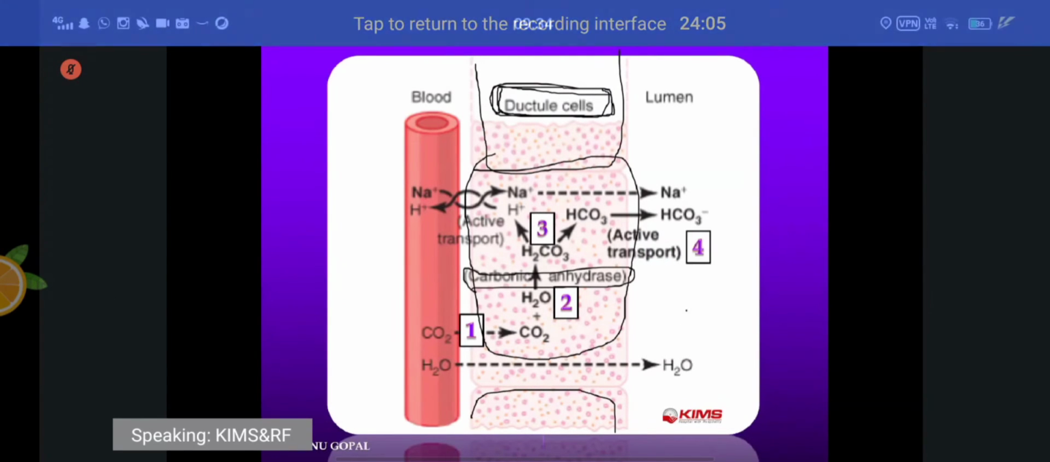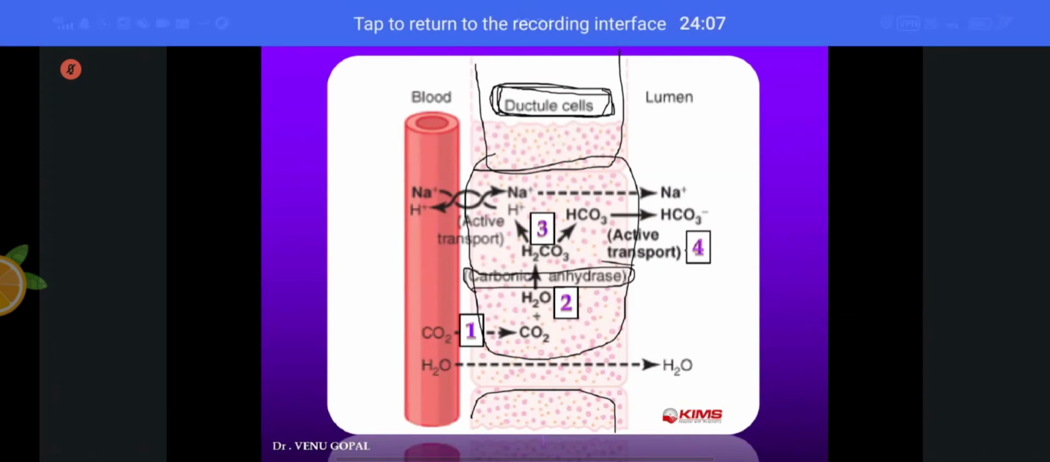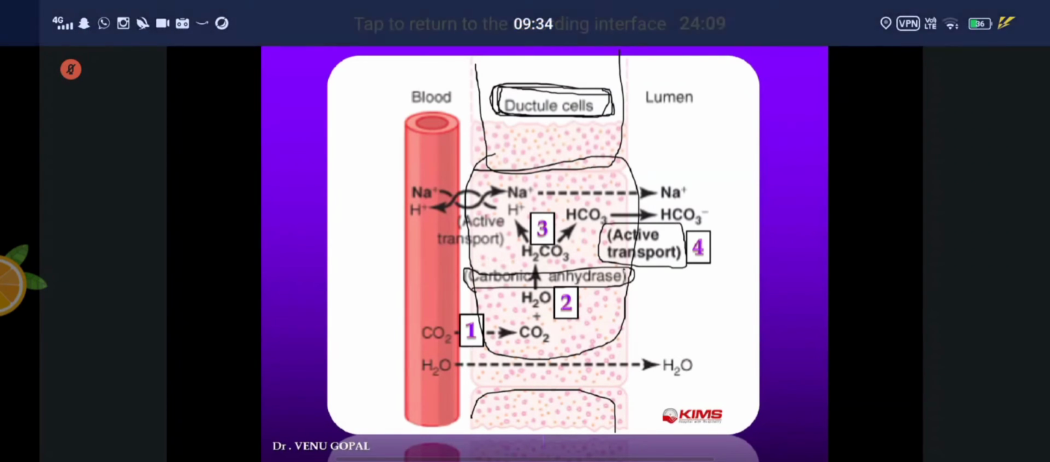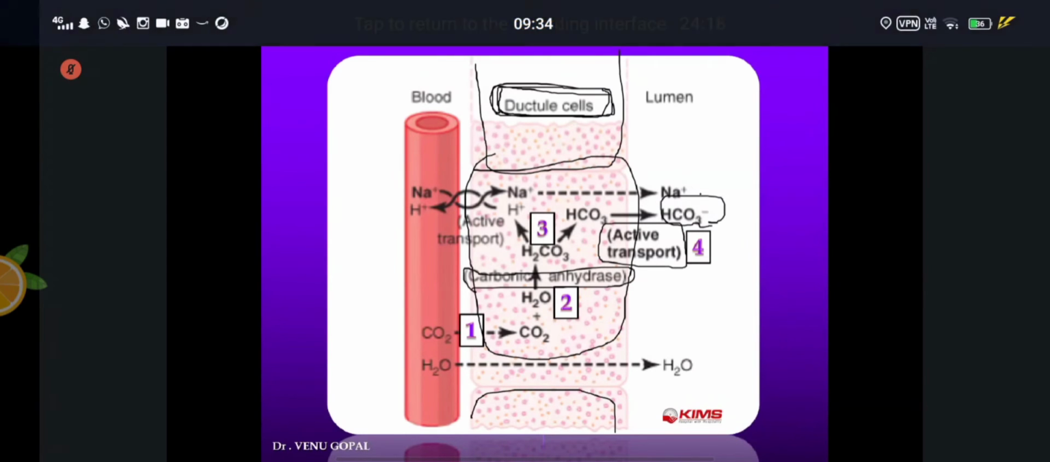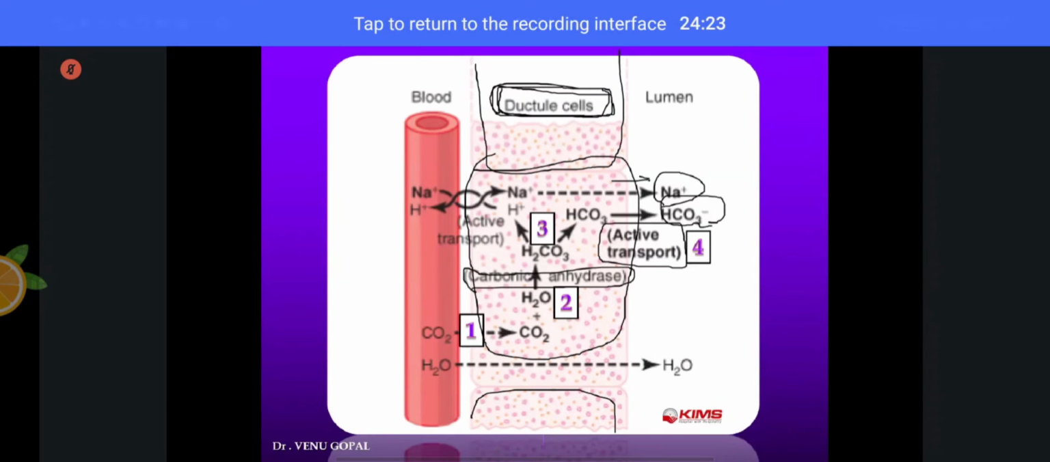So the fourth one, you can see active transport of bicarbonate into the lumen, because bicarbonate has negative electrical polarity. It will attract sodium to form sodium bicarbonate. Sodium enters by the dashed arrow, that is by diffusion.